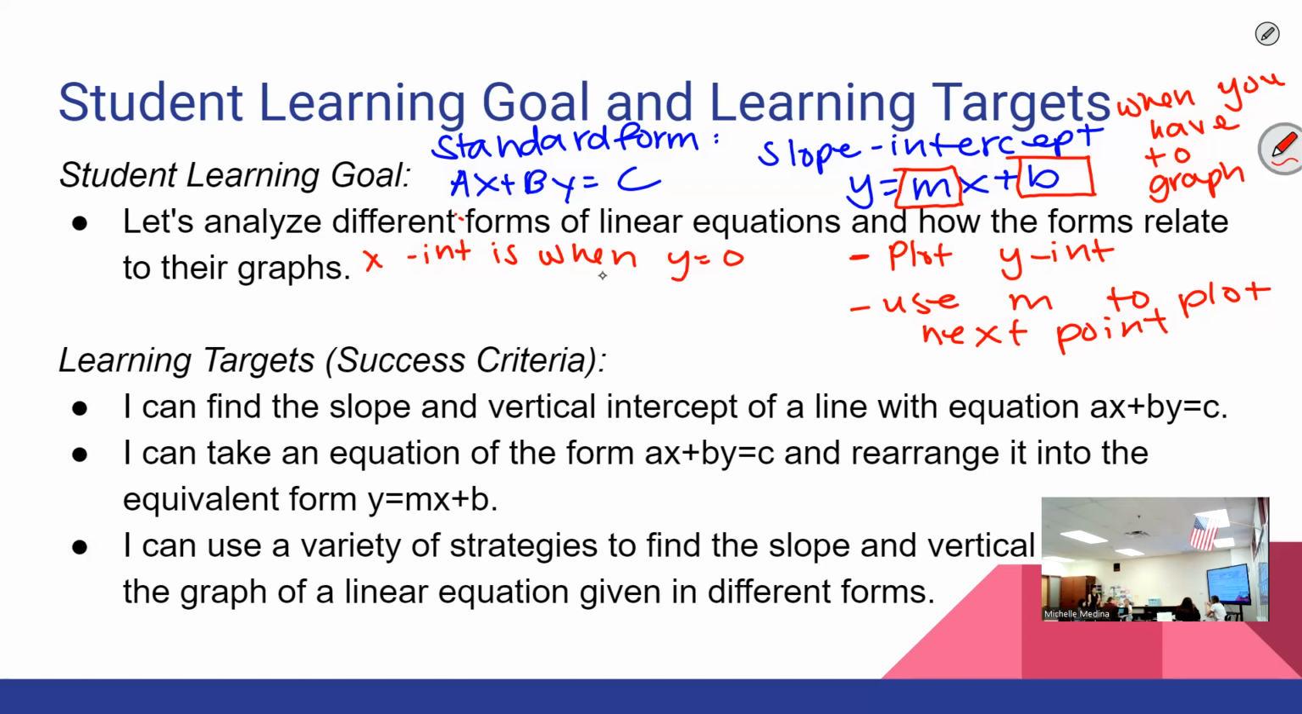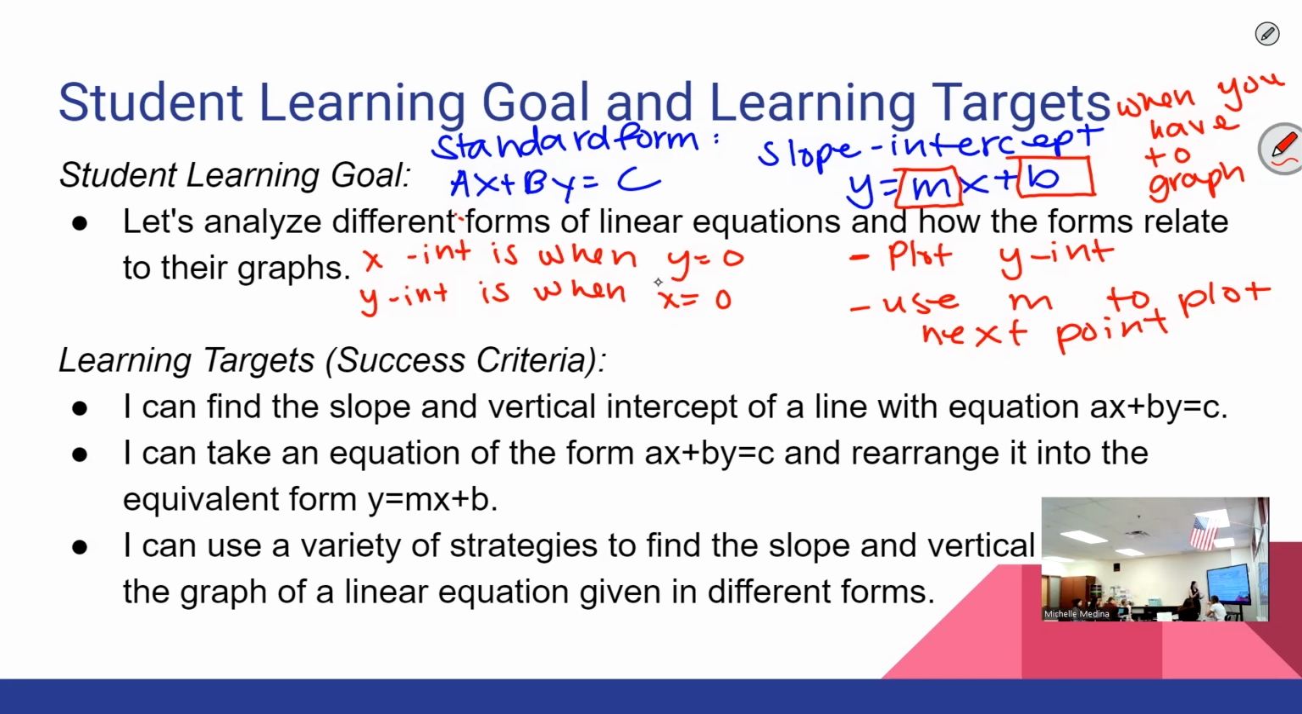The y-intercept is when what is 0? It's when x is 0, right? Because on the y-axis, all the x's are 0. So if you plot those two and connect the line, that's another way. But again, there are pros and cons of that. Sometimes the x and y intercepts are decimals, and then it's not as easy. So that's why you need to know both.